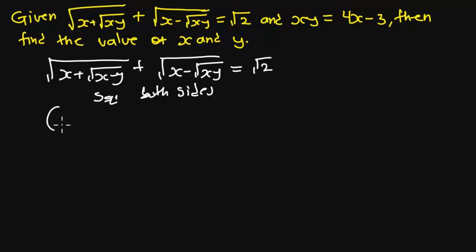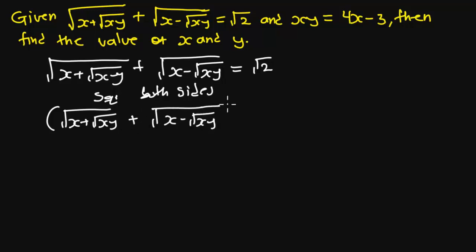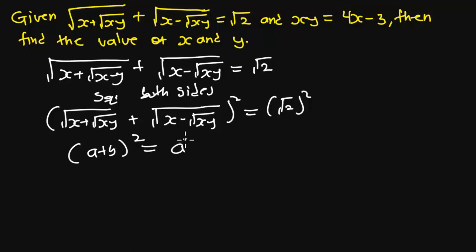So we are going to have the square root of x plus the square root of xy, plus the square root of x minus the square root of xy, all squared, is equal to the square root of 2 all squared. And from here, when we have a plus b all squared, this is equal to a squared plus 2ab plus b squared. And so we are going to expand this using this idea. So this becomes our a and then this becomes our b.